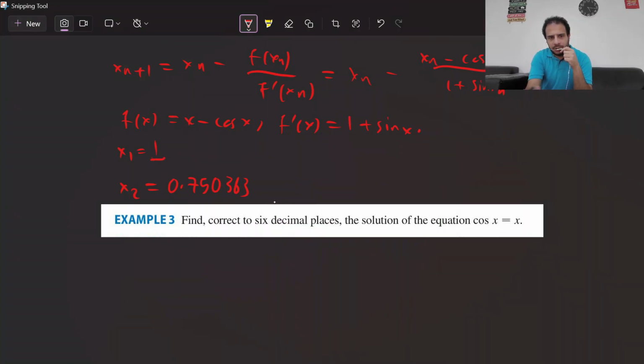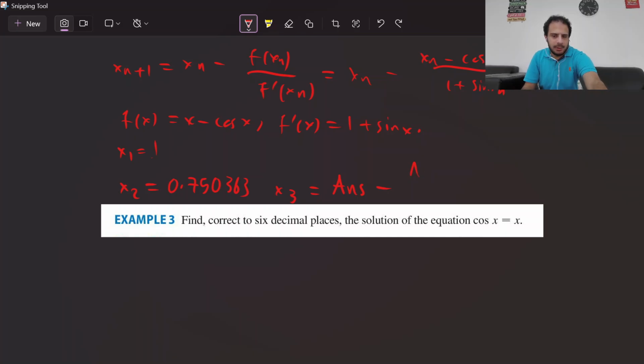Is the 1 here a correct digit? No, right? Because here it's 0. Next, is this 7 correct? We don't know yet. We need to find x_3. If it's still 7 in x_3, then 7 is correct. So for x_3, in your calculator, you write: answer minus cosine answer over 1 plus sine answer. And same with x_4.